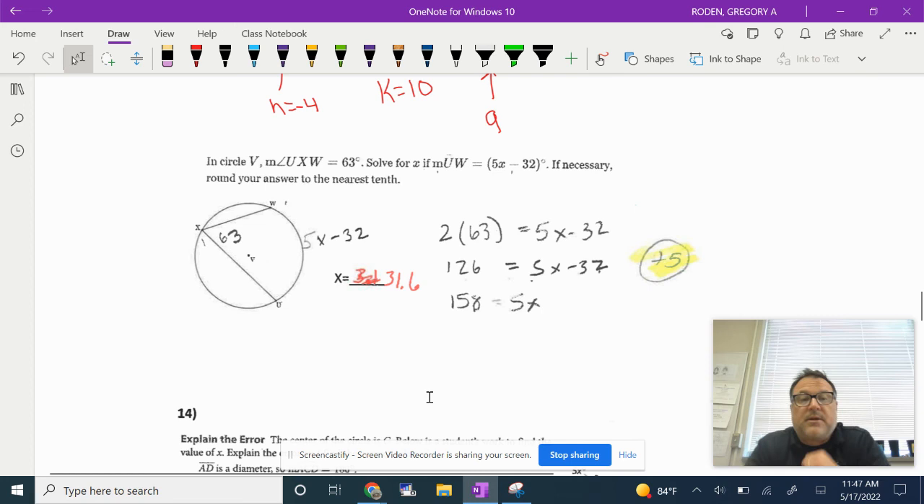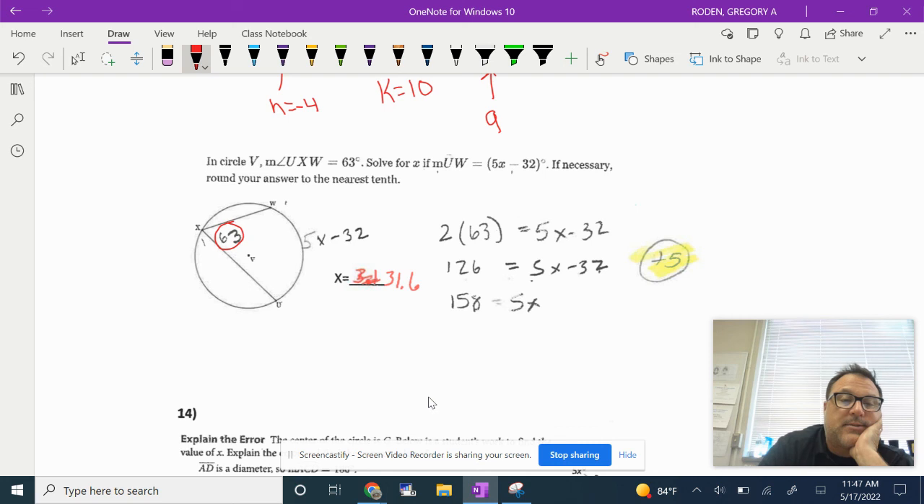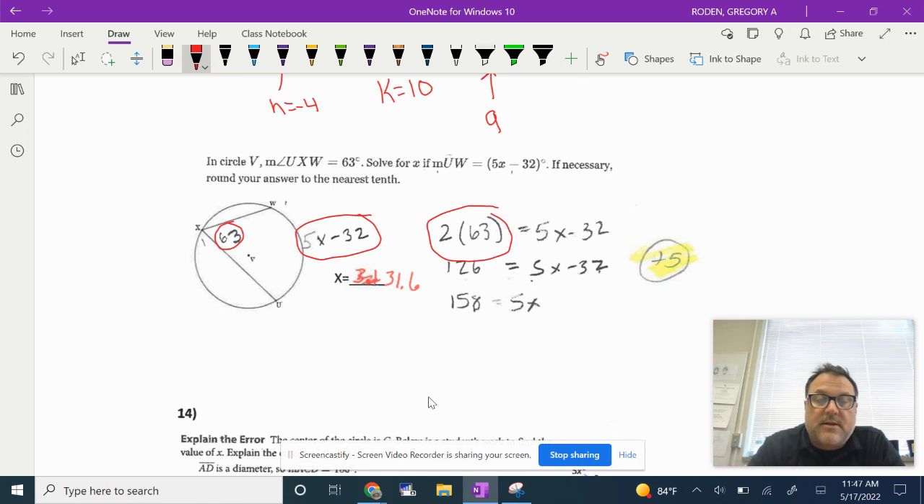All right, so this one, remember, this is an inscribed angle right here. So that's 63 degrees, and this is its arc. And what's the relationship between the inscribed angle and its arc? Well, you can say either the arc is half of the inscribed angle, or 2 times the inscribed angle is the arc. And that's what I chose to do. I had to multiply 2 times 63 is equal to the arc. So 2 times the inscribed angle equals the arc that it contains.